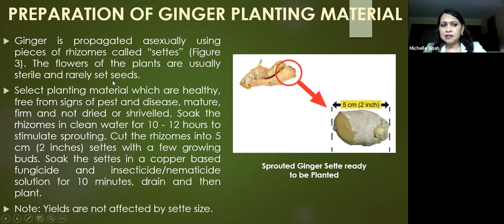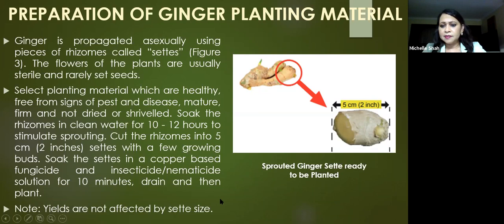Select planting material which is healthy, free from signs of pest and disease, mature, firm, and not dried and shriveled. Soak the rhizomes in clean water for 10 to 12 hours to stimulate sprouting. Cut rhizomes into 2-inch sets as shown in the diagram, with a few growing buds. Soak sets in a copper-based fungicide and insecticide or nematicide solution for 10 minutes. Drain and then plant. Yields are not affected by set size.